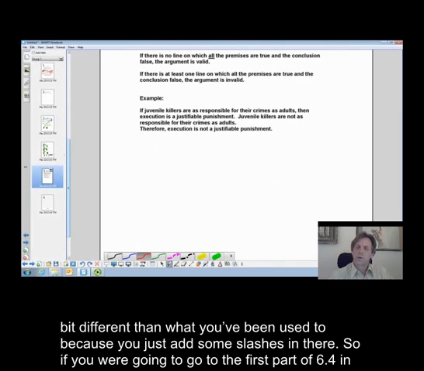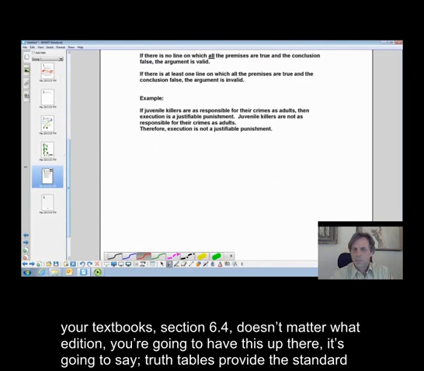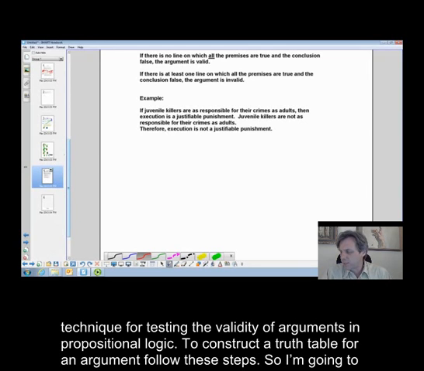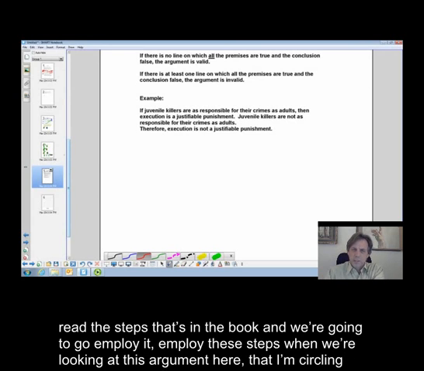So if you were going to go to the first part of 6.4 in your textbook, it doesn't matter what edition, you're going to have this up there. It's going to say, truth tables provide the standard technique for testing the validity of arguments in propositional logic. To construct a truth table for an argument, follow these steps. So I'm going to read the steps that are in the book, and we're going to employ these steps when we're looking at this argument here, that I'm circling right here.